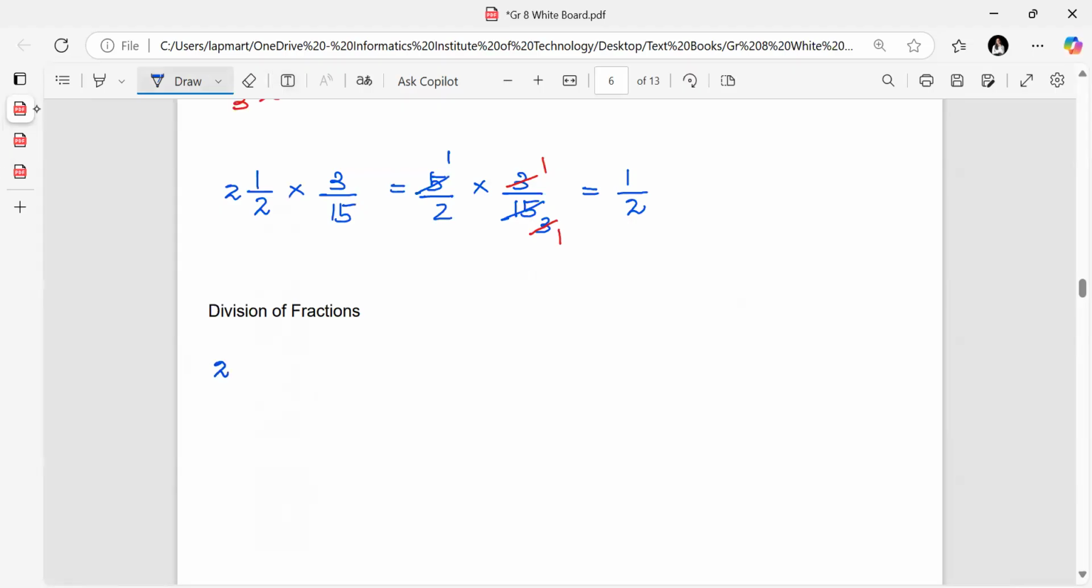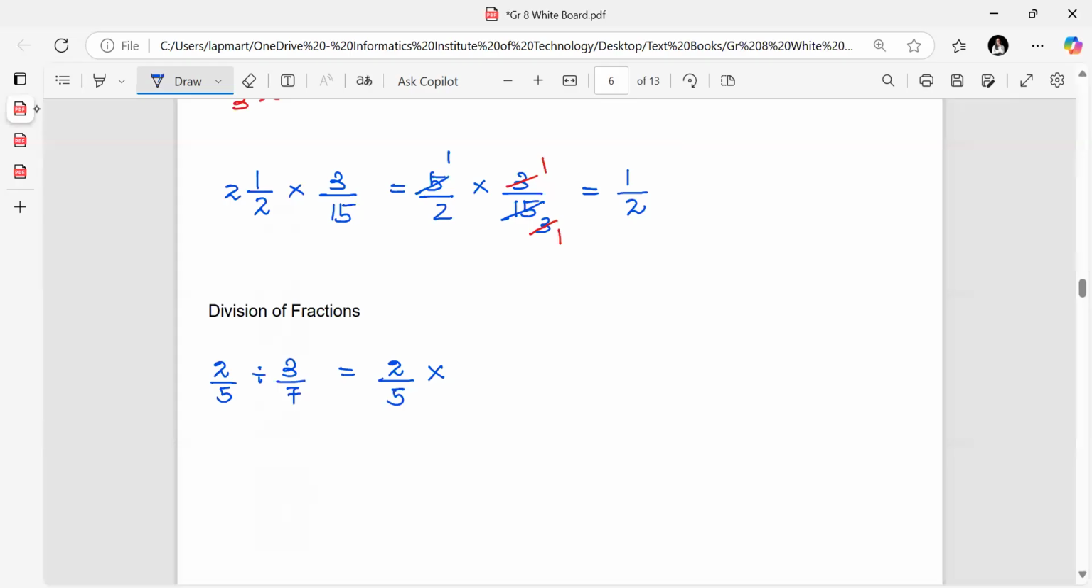2 over 5 divided by 3 over 7. When you have something like this, listen to me, children, what you are supposed to do, you want to convert the division into multiplication. That's the first thing you do. When you are doing that, 2 over 5 and then multiplying by, yes, you can convert the division into multiplication, that is true.